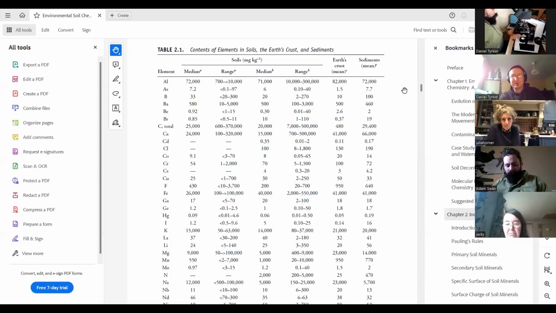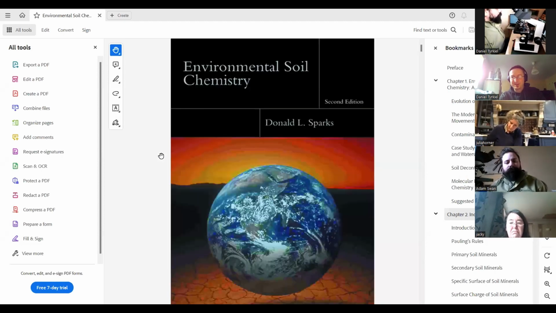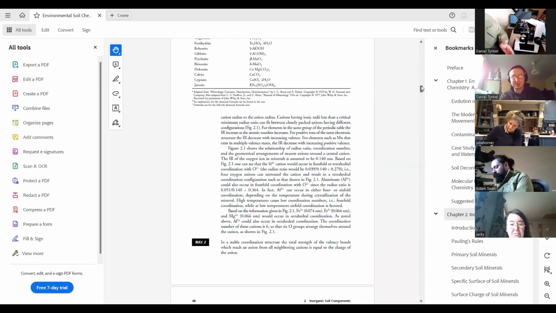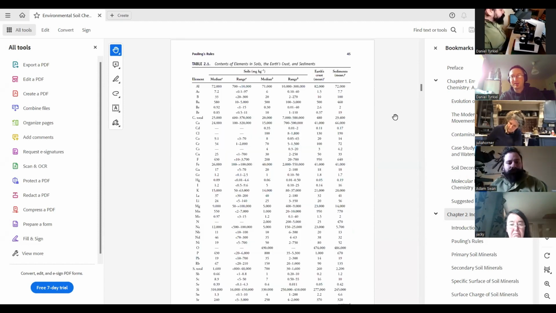The book is called Environmental Soil Chemistry by Donald Sparks. And on page 60 of the PDF, there's a table, and if you were to look at this table versus what plants actually require, you will find that there is no nutrient that is deficient in the soil, in the total pool. It's just basically the access to it that is the problem.